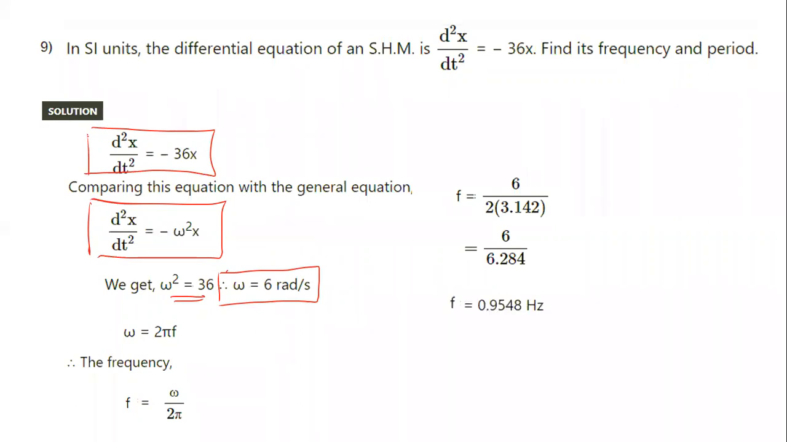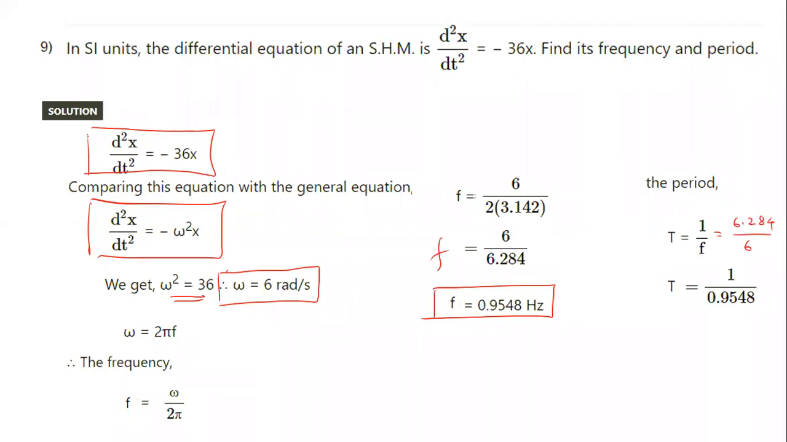This division comes to 0.9548 Hertz, and this is the frequency. Now we have to find the period. Period is the reciprocal of frequency, so it is 1 upon 0.9548. Or you can write it as 6.284 divided by 6. After solving this, we get a period of 1.047 second. This is the period.